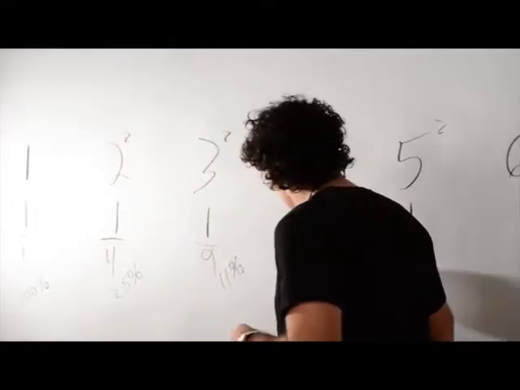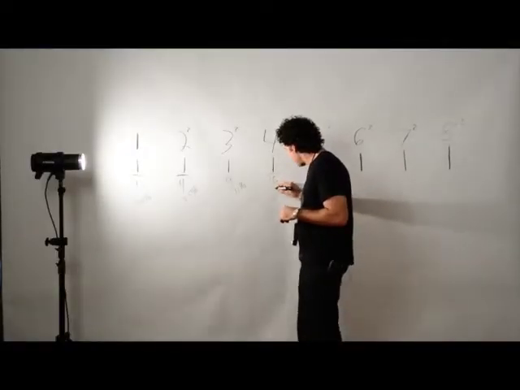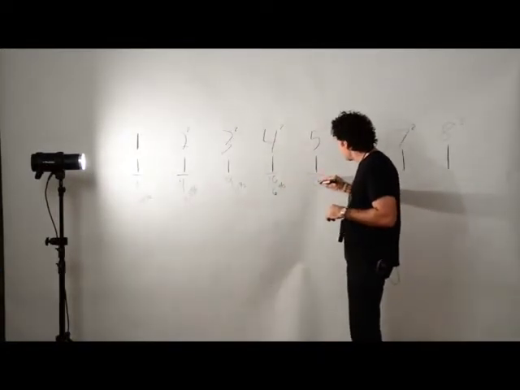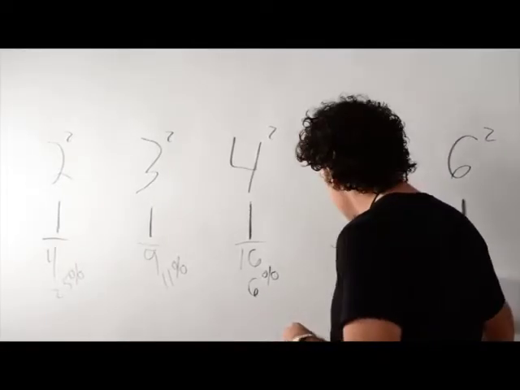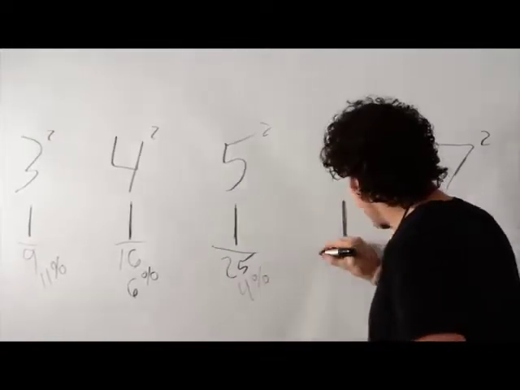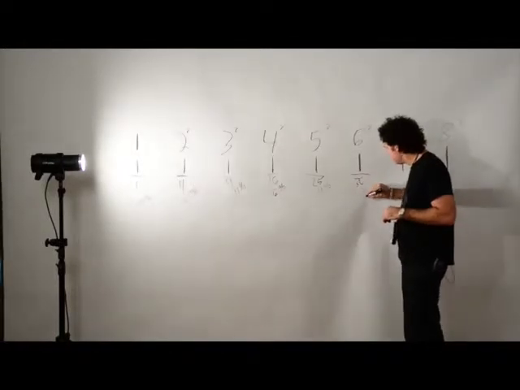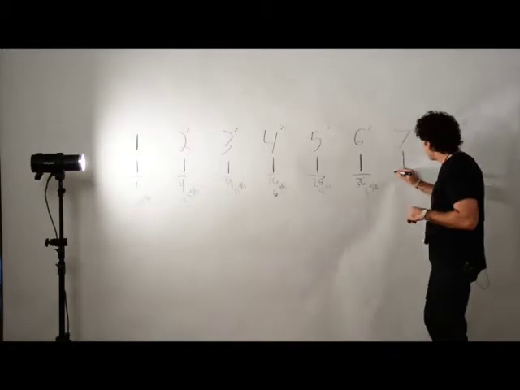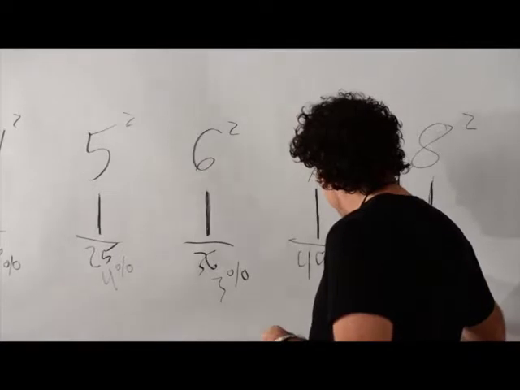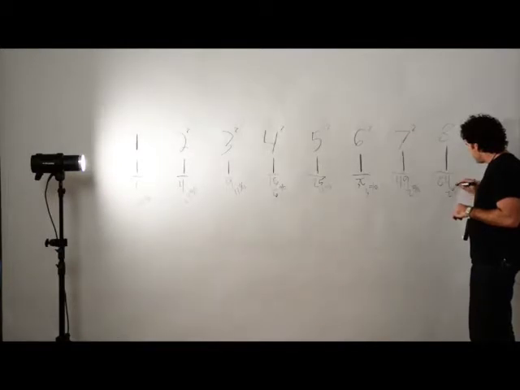4 squared, 1 over 16, or 6% light. 5 squared, 1 over 25, or 4% light. 6 squared, 1 over 36, 3% light. 7 squared, 1 over 49, 2% light. And 8 squared, 1 over 64, 2% light.